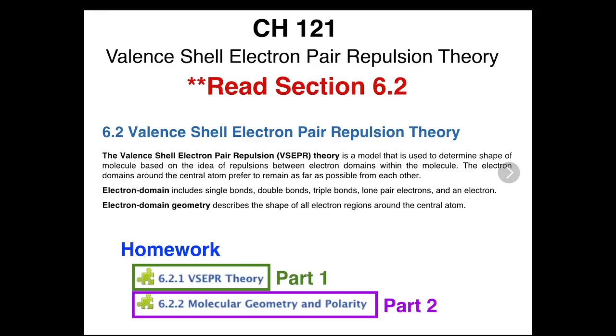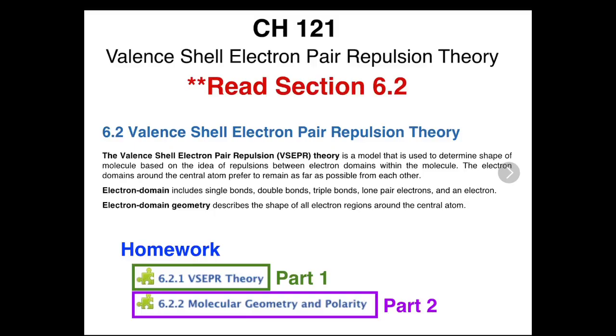In the previous video, we learned how to draw Lewis dot structures for molecules. We looked at how atoms within the molecule connect to each other, and in this chapter we are going to take a look at the shape of the molecule by using the theory called valence shell electron pair repulsion. Please read the OER textbook chapter section 6.2 for more detail on this.